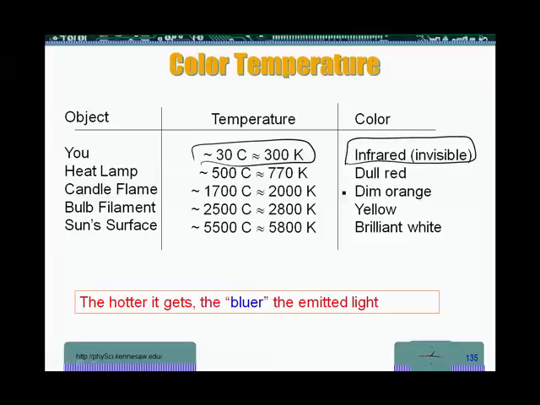A heat lamp, for example, has a temperature of about this much, so it emits light in the dull red. A candle flame, at that temperature, is dim orange, and so on. The hotter an object gets, the bluer the emitted light.